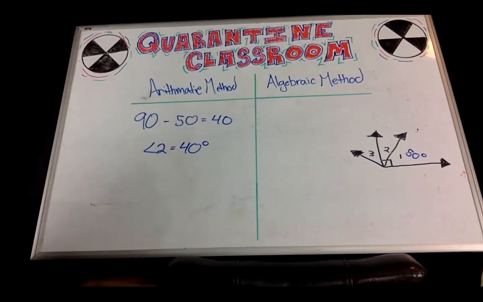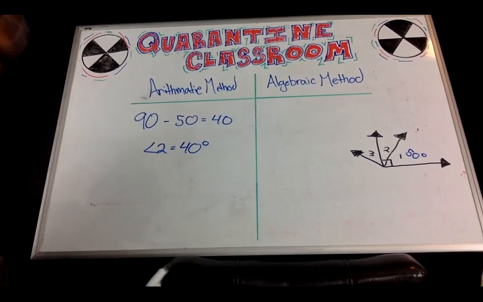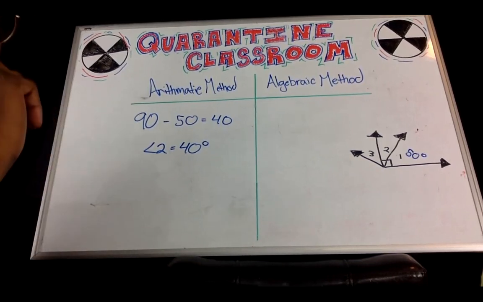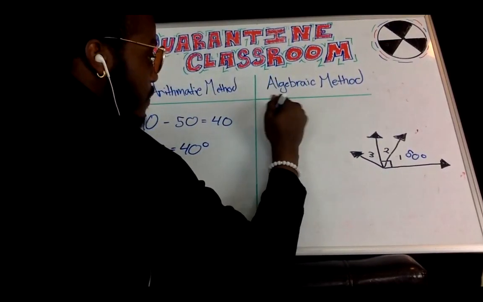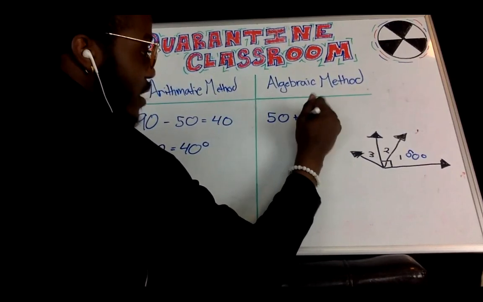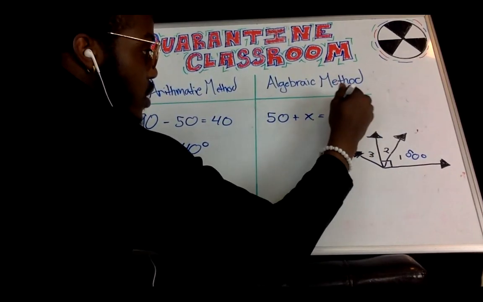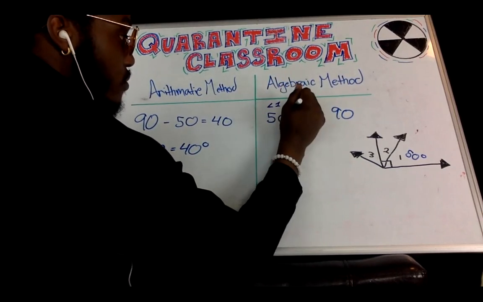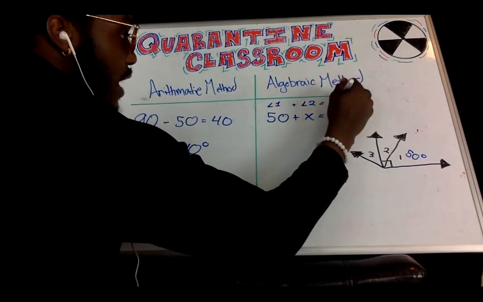The algebraic method involves us just writing an equation to help us solve the same thing. What's an equation that I could use to help me think about this algebraically? I know that 50 plus a number that I don't know just yet is going to equal 90 degrees. Basically what I'm saying is when I take the value of angle 1 plus the value of angle 2, it's going to give me 90 degrees.